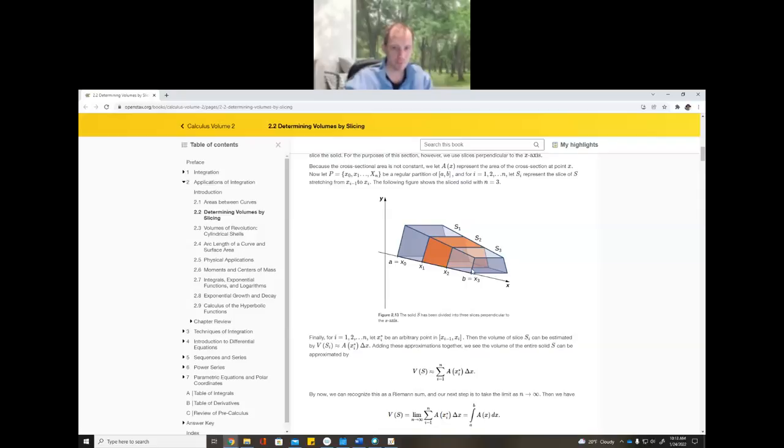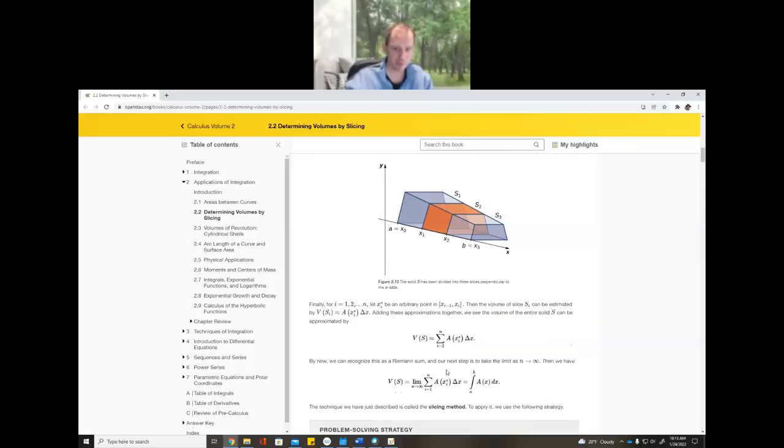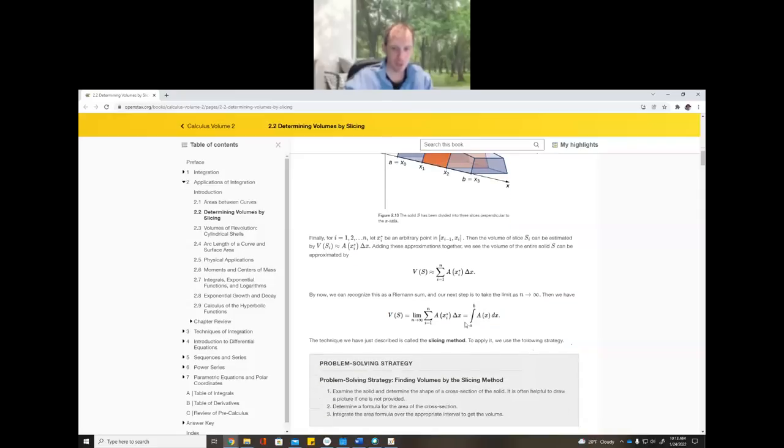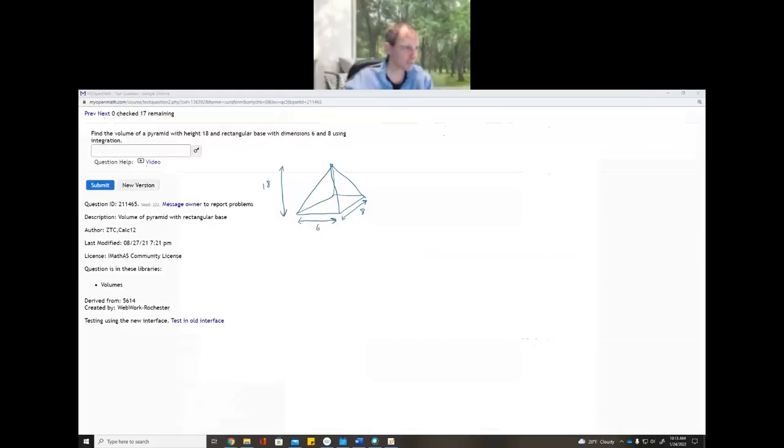The volume is going to be the area times a little bit of thickness, which is like a box, and I add up all of those boxes. If I take infinitely many of them, I'll get the exact volume. So what we're doing is essentially integrating the area of my region from start to finish, from a to b. Now let's look back at our pyramid and ask, how do I do this?